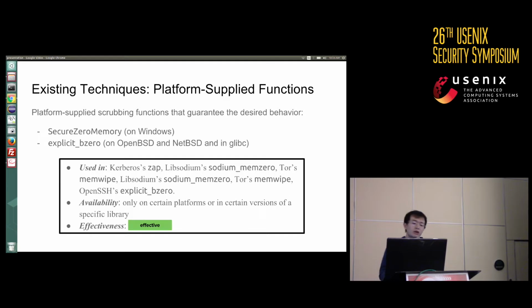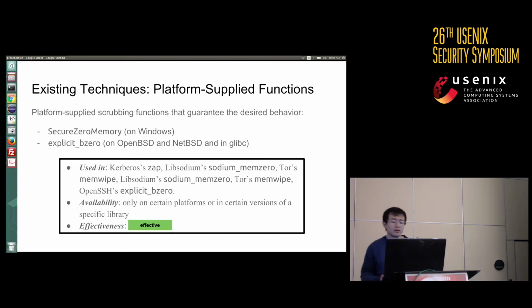The easiest way to scrub sensitive data is to use a platform-supplied scrubbing function that guarantees the desired behavior. On Windows, there's SecureZeroMemory. On OpenBSD and NetBSD, there's explicit_bzero, which has also been adopted by glibc recently this year. These functions are effective, but they are only available on certain platforms or in certain versions of a specific library.